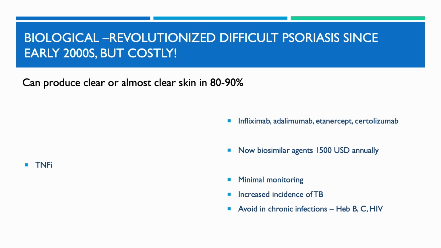They need minimal monitoring. And one problem we do see is that it does increase the risk of tuberculosis. So pre-treatment, people need to have rigorous assessment that they haven't had previous tuberculosis, chest x-rays, quantiferon tests. Also, we would avoid these agents in any chronic underlying, particularly viral infections such as hepatitis B, C, and HIV.